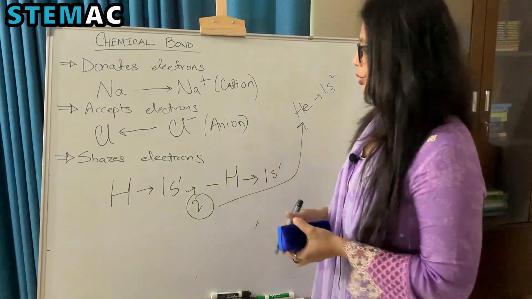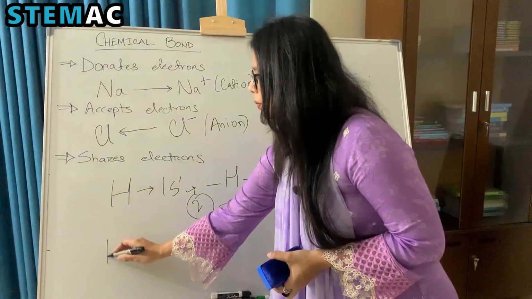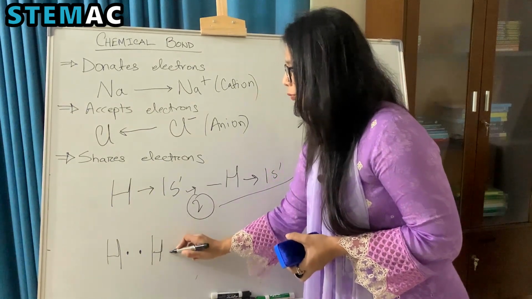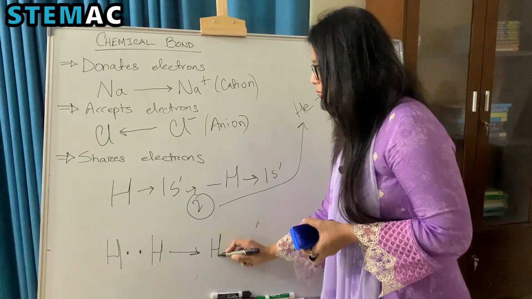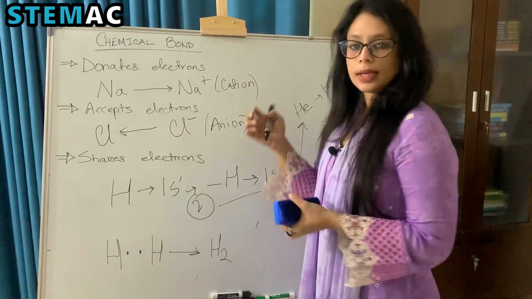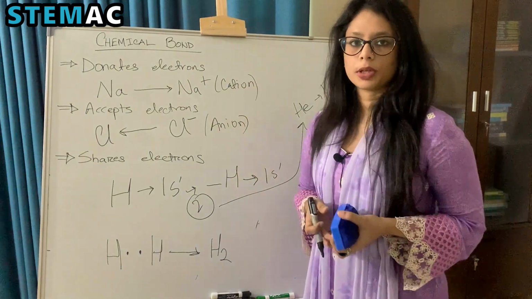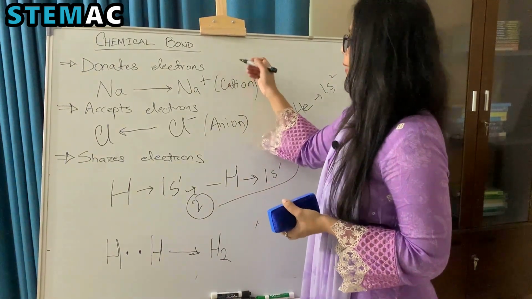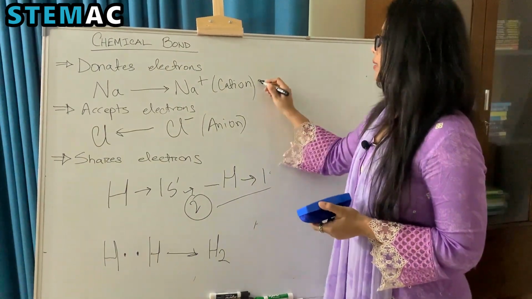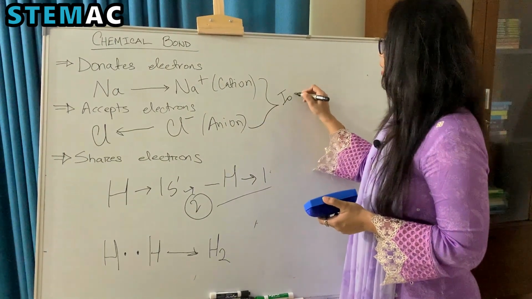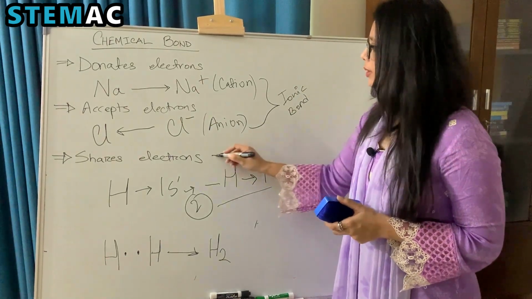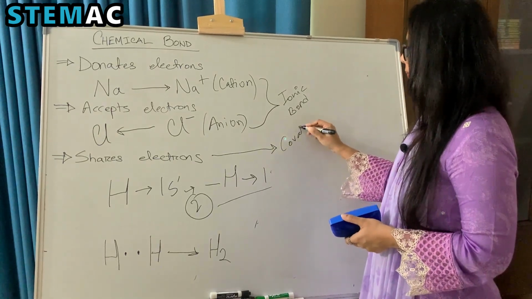So what does it do? It just shares electrons. One hydrogen shares 1 electron with another hydrogen and forms the most stable form of hydrogen, which is H2. So from these 3 things, we can say this is how chemical bonds are formed. And when it involves accepting or donation of electrons, then it is called an ionic bond. And when it's all about sharing electrons, then it's a covalent bond.